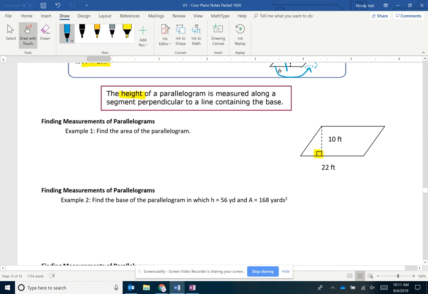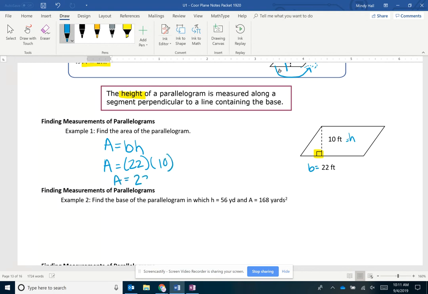So with this, we want to find the area of the parallelogram. So area is base times height. It's always a good habit to just write the formula that you're using. So then our base is going to be 22 and our height is going to be 10. So we'd have 22 times 10, and 22 times 10 is 220, and this would be feet squared since it is area. Good there.